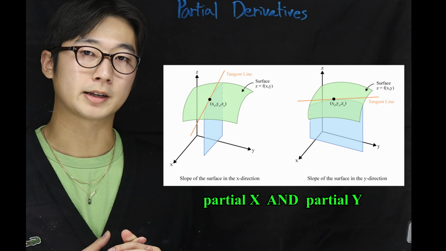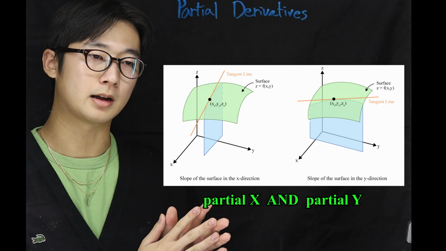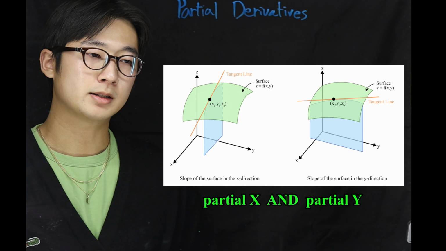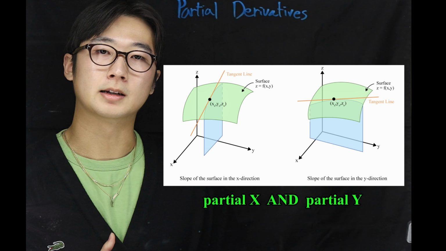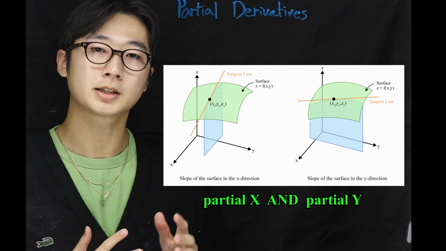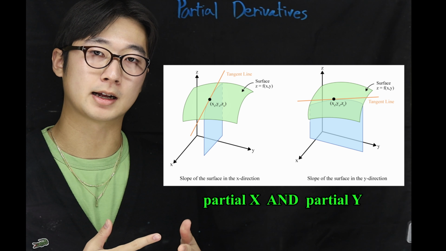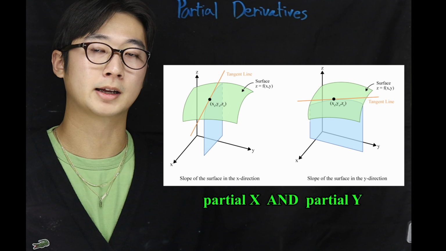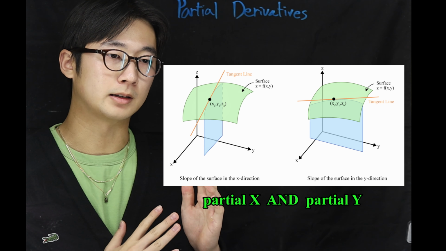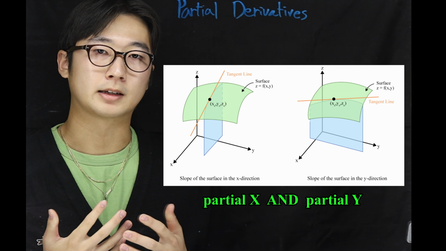So we are interested in the slope, the rate of change in the x direction, but the y-axis is fixed, like a constant. While partial y gives us the instantaneous rate of change of f in the positive y direction, with x held constant. So it's like the opposite. We are looking at the instantaneous rate of change in the y direction, and x is just like a constant.